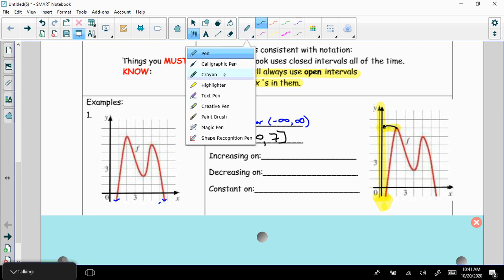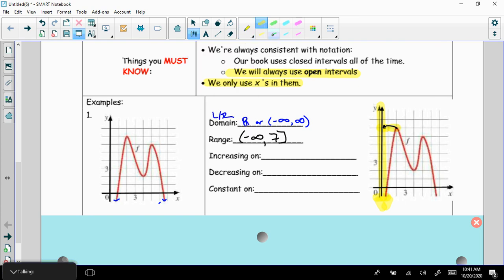Then we can look at when is it increasing and when is it decreasing. This one is increasing. It's going up right here and right here. Remember we described those intervals, and we're going to use the x values. So it's increasing from negative infinity to whatever this x value is. So this is 2. And then we skip over this part where it's decreasing. It starts increasing again here at 4.